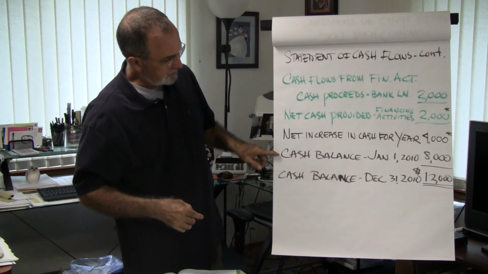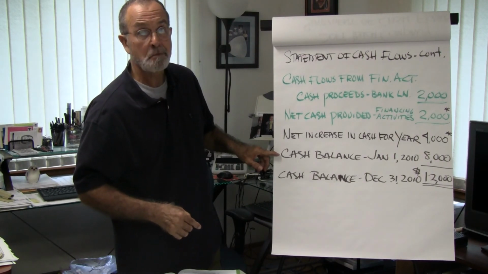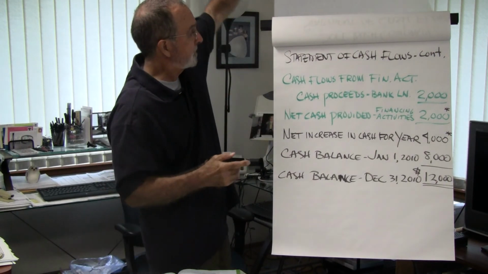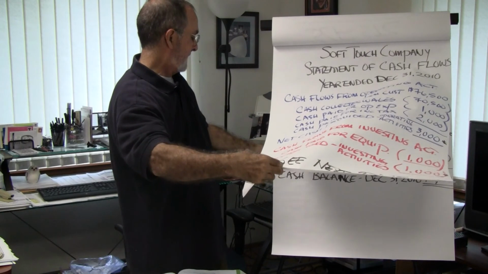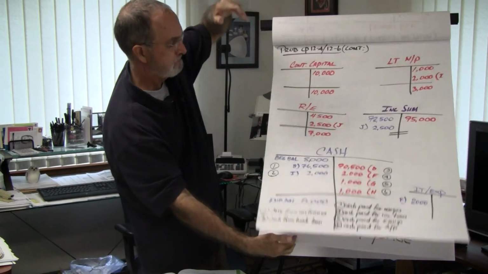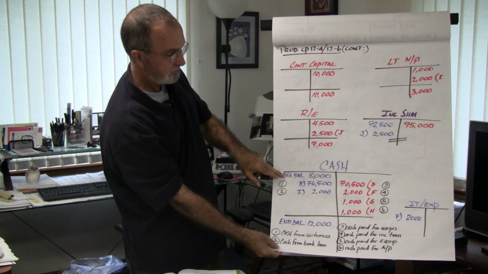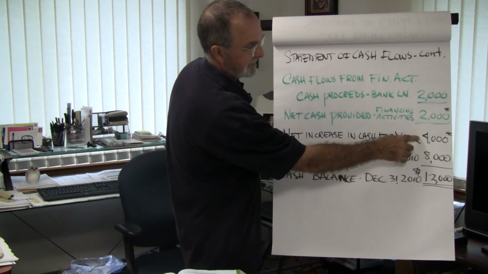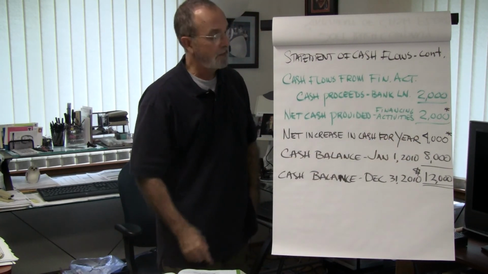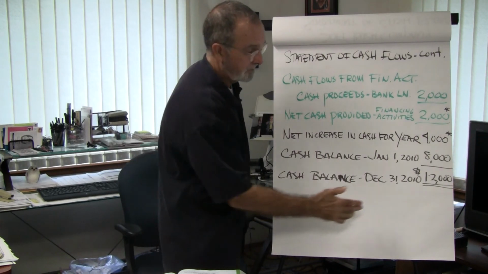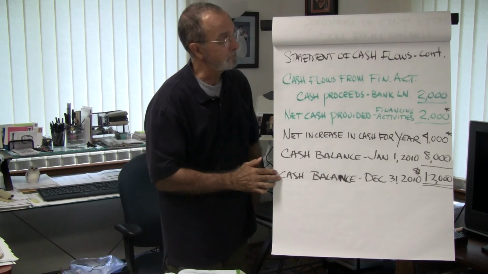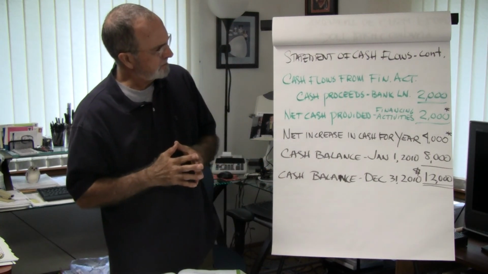And the next thing we do is add the beginning balance of cash. We got that from our problem information, and again, it also is reflected in our cash T account. Beginning balance $8,000. So we add the beginning balance to the net increase for the year, and that results in our ending balance of cash at December 31, 2010 of $12,000. And so again, this is a fairly simple example of a statement of cash flows.